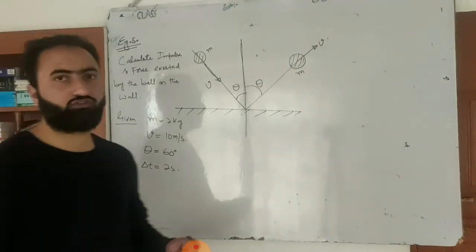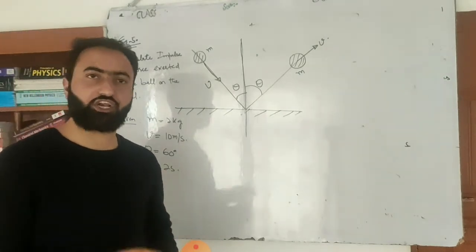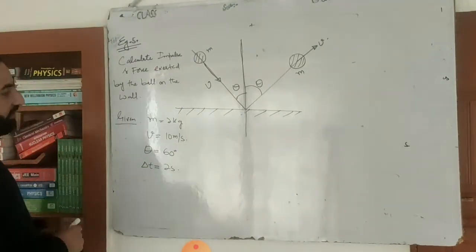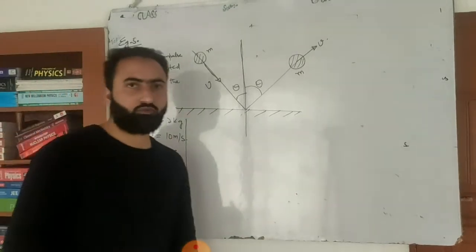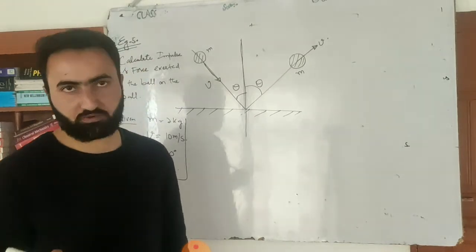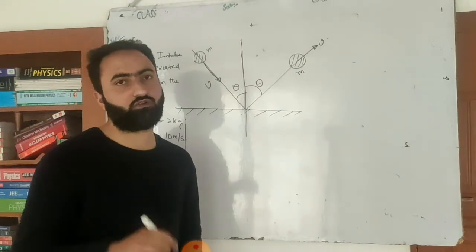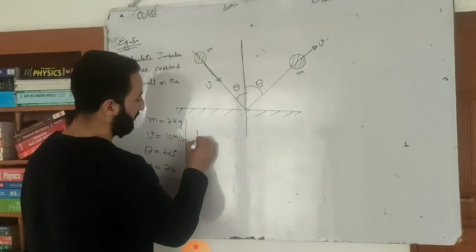So simply how to do it? Calculate the change in momentum, and the change in momentum will in turn be equal to impulse. Okay, so let's calculate first of all the change in momentum. In order to calculate change in momentum, we have to calculate the momentum of the ball before collision and the momentum of the ball after the collision. Then the difference of the two will give the change in momentum. As simple as that. So let's first of all calculate the initial momentum Pi.